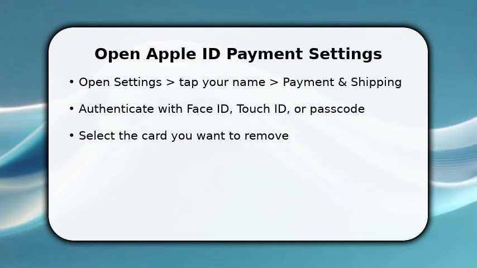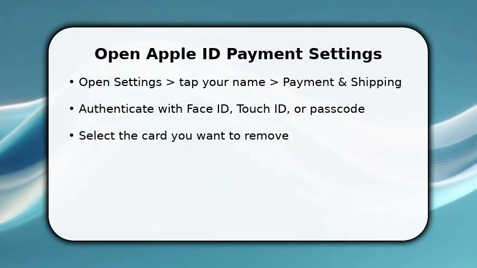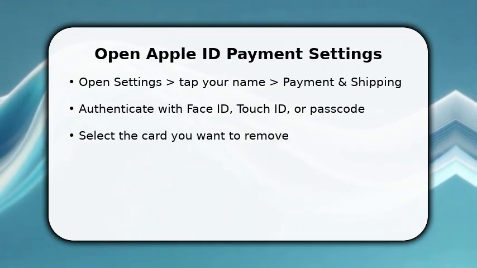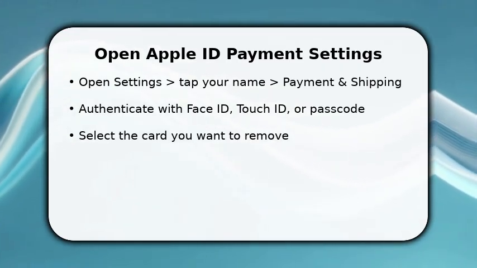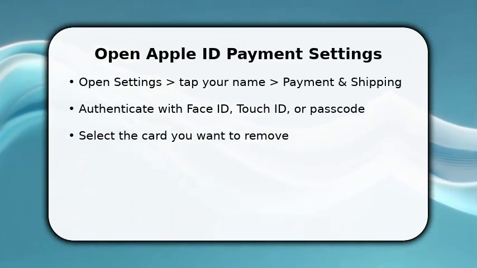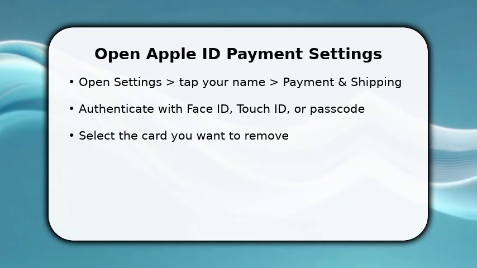Enjoy the video. You start by opening Settings and tapping your name at the top. This takes you to Apple ID controls. Once there, choose Payment and Shipping and authenticate with Face ID, Touch ID, or your passcode so you can edit payment methods. You should see a list of cards and other payment options.